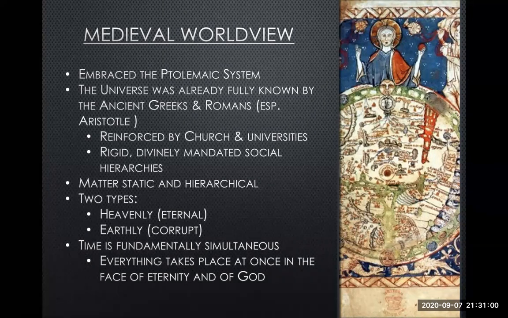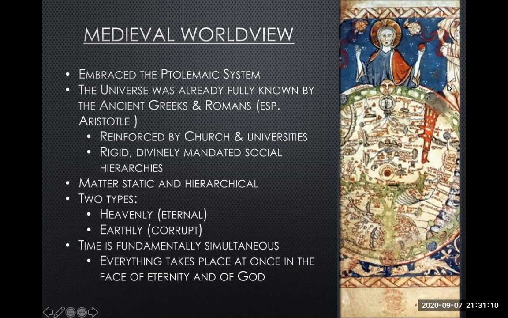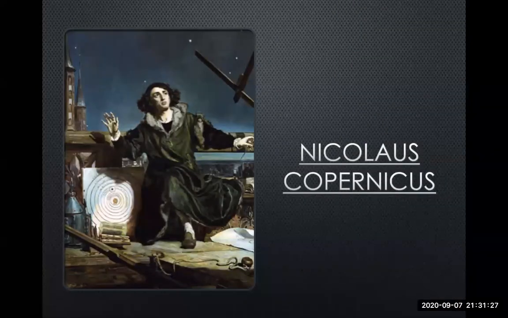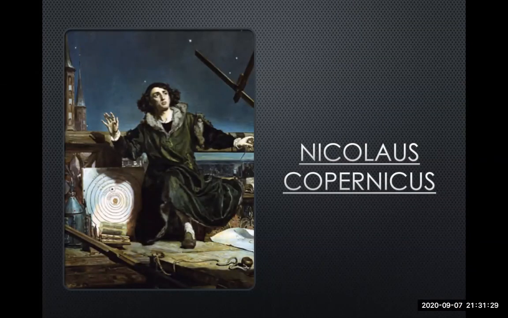Everything is taking place at once in the face of eternity and of God, and everything is outside of time. God himself is outside of time. You can see a little bit here, right? We see this divine figure and the earth underneath, but everything is frozen, in a sense. We see the creator, God, being outside of temporality, outside of any type of movement, either of time or of matter. And so Copernicus is really one of the big figures in changing all of this.